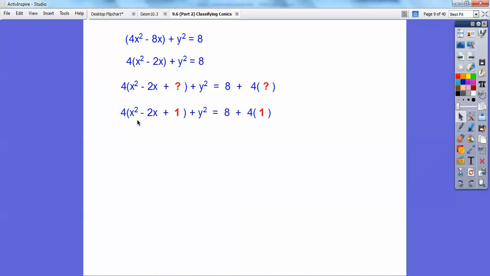Then when I complete the square, this becomes a binomial squared: x minus 1 squared. The square root of x squared is x, and the square root of 1 is 1. So it's 4 times the quantity x minus 1 squared, plus the y squared, equals 8 plus 4, which is 12.